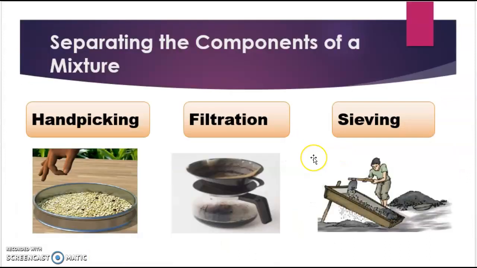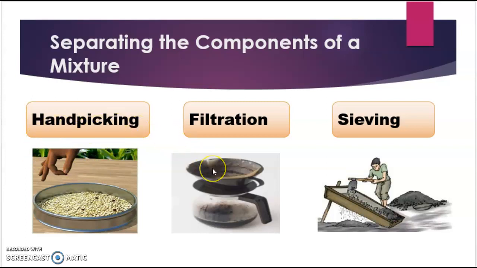So let's begin. Heterogeneous mixtures can be separated into their respective constituents by simple physical methods like handpicking, filtration and sieving, which we use in our day-to-day life. Handpicking is when substances in a mixture are separated by just picking them out by hand from the mixture. Pebbles, broken grains and insects are separated from rice, wheat and pulses.